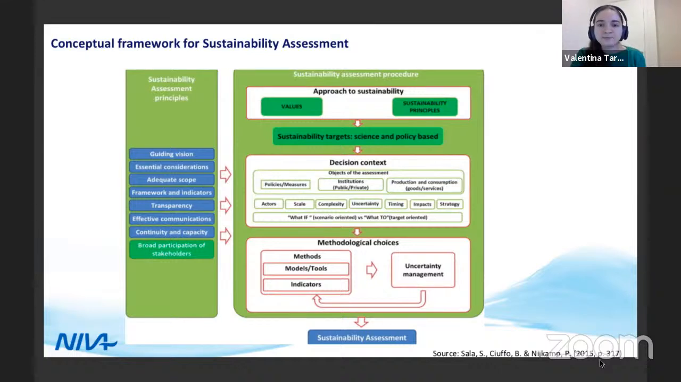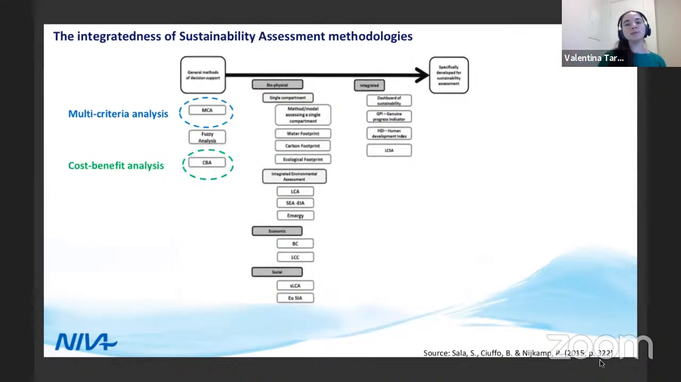Next slide, please. The various methodologies that are used in a sustainability assessment can be grouped according to their integration level into general methods of decision support, a category under which we can find cost-benefit analysis and multi-criteria decision analysis, but also groups like integrated assessment methods, like life cycle assessment.